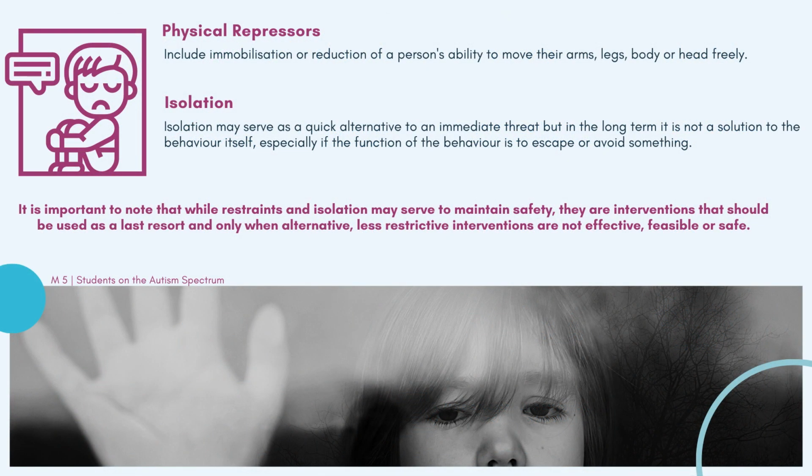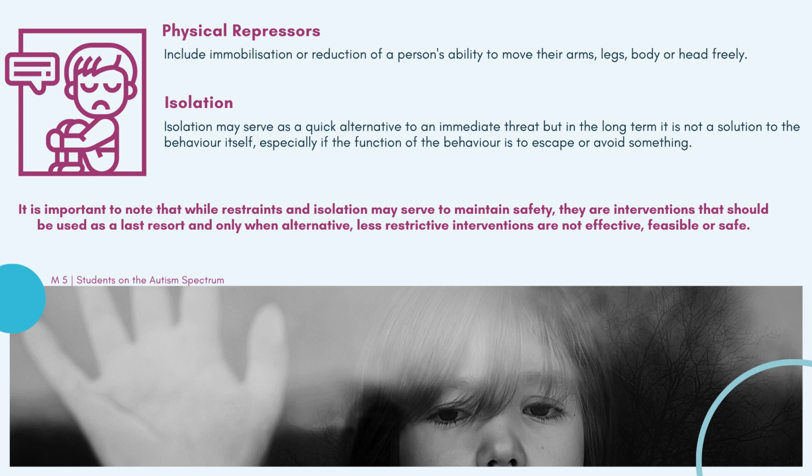Often, when serious and dangerous behaviors pose a risk of physical harm to the person or others nearby, it is necessary to use physical restraints or isolation to maintain safety. Physical restraints include immobilizing or reducing a person's ability to move their arms, legs, body, or head freely. Isolation, putting the person for a few moments in a room alone to calm down, is often used in schools and other group settings. Isolation can serve as a quick alternative to an immediate threat, but in the long term, it is not a solution to the behavior itself, especially if the function of the behavior is to escape or avoid something.